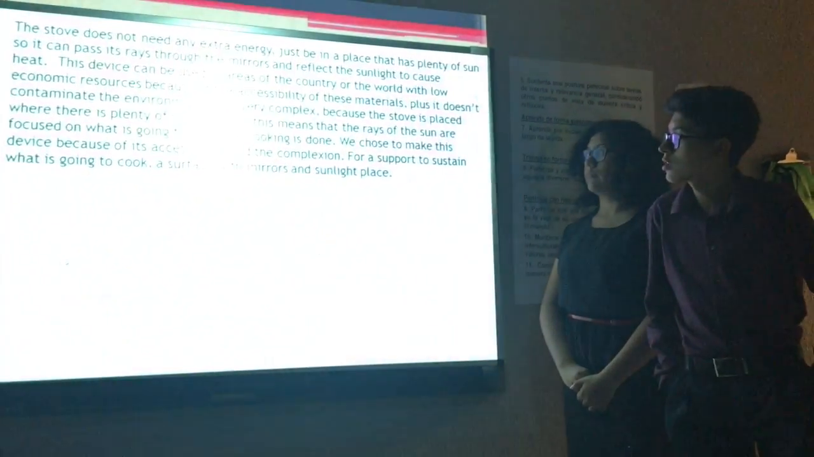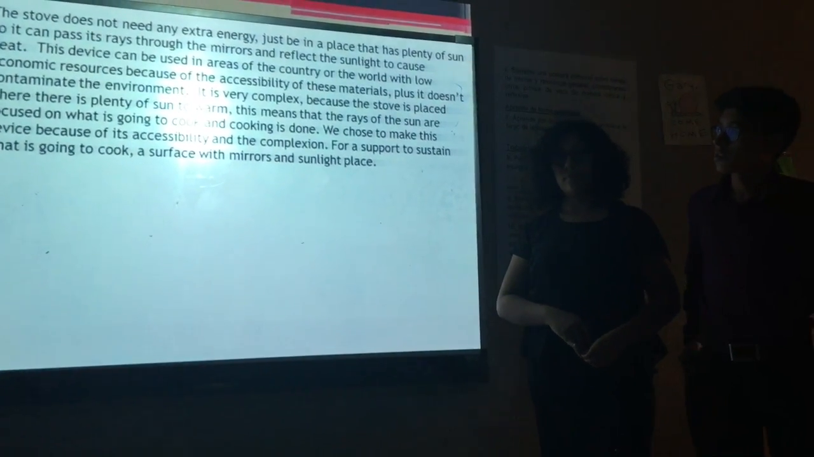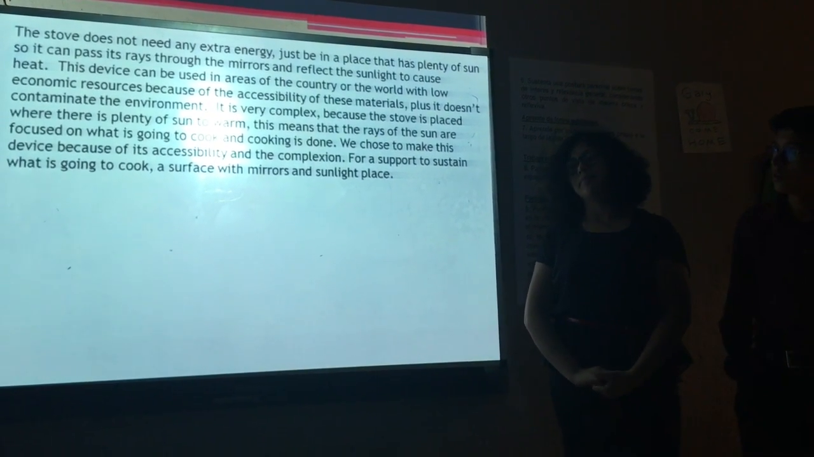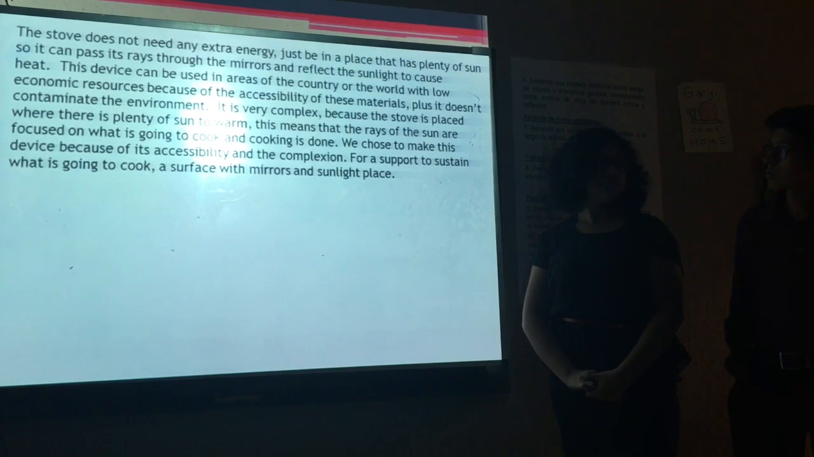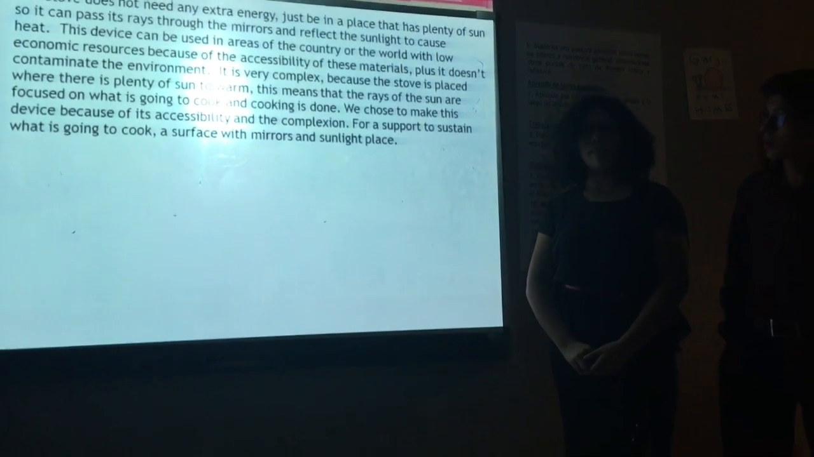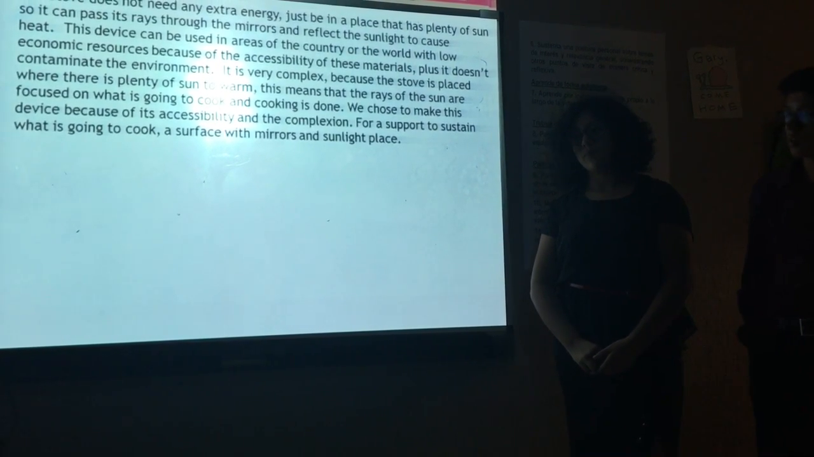The stove does not need any extra energy, just to be in a place that has plenty of sun, so it can pass its rays through the mirrors and reflect the sunlight to cause heat. This device can be used in areas of the country or the world with low economic resources because of the accessibility of these materials, plus it doesn't contaminate the environment.